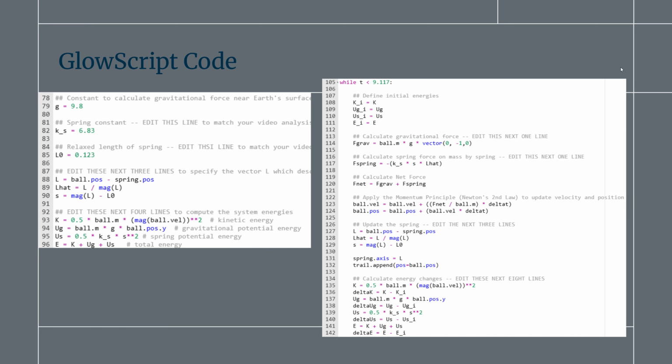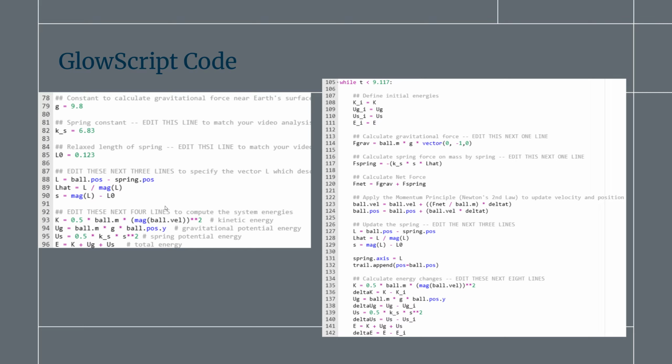Now the GlowScript code. Our g was set to 9.8, as well as the spring constant 0.683, given by the video, as well as the relaxed length of the spring, which was 0.123, also given by the video. L we were able to find with ball.pos minus spring.pos, as well as L hat being found by using the L from before and dividing it by the magnitude of L in order to get the unit vector.